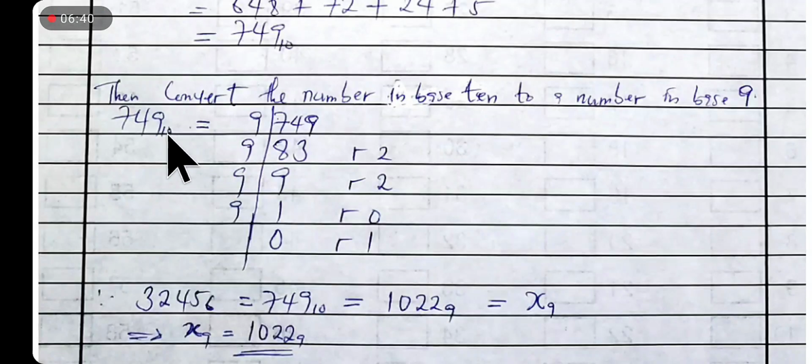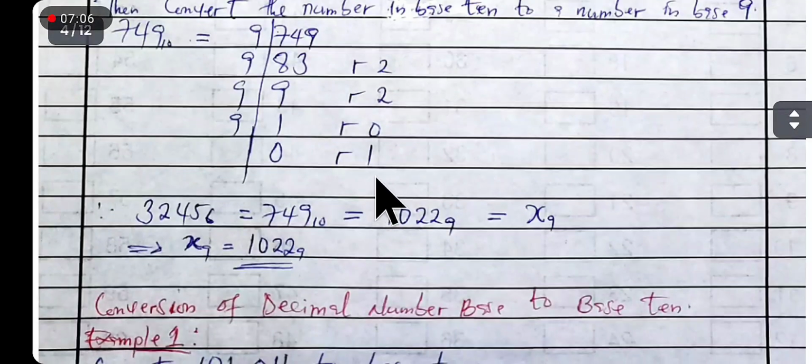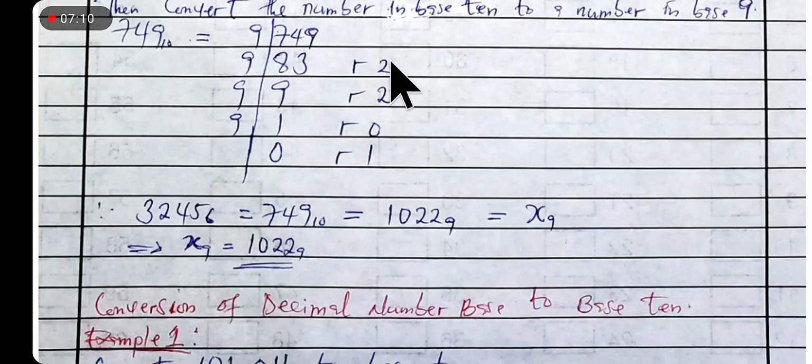So of course, from base 10 to any other base, use the LCM method. I've said that before. 9 into 749 will give us 83 remainder 2. And then 9 into 83 will give us 9 remainder 2. 9 into 9 will give us 1 remainder 0. Then 9 into 1 it cannot, so 0 remainder 1, you bring the 1 down. So we copy our answer upward. Answer is going to be 1022.